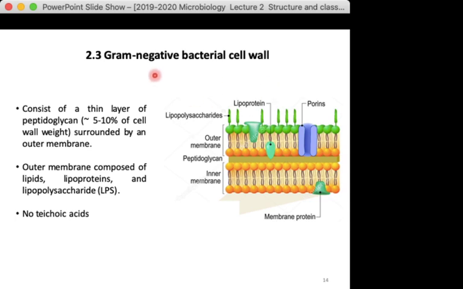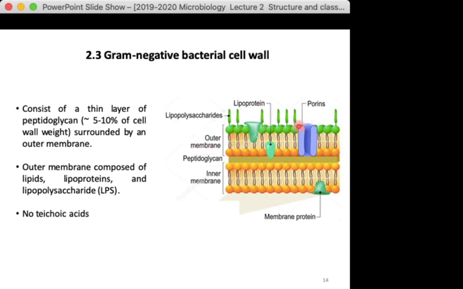Now we're looking at the gram-negative bacterial cell wall, in which the thickness of the peptidoglycan is much less than that of the gram-positive bacteria. The bacterial cell wall here is in the middle between the outer membrane and the inner membrane, so they form a three-layer structure. The second difference is that there's no teichoic acid found on the gram-negative bacterial cell wall.